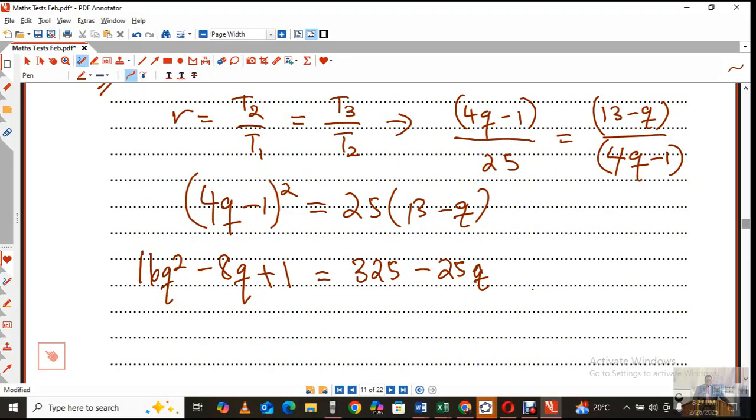Let's get everything to one side. It is a quadratic equation, so all quadratic equations should equal 0. 16q squared minus 8q. Well, let me bring that 25 to come and meet its brother. So that's going to be a plus 25q if it comes over.